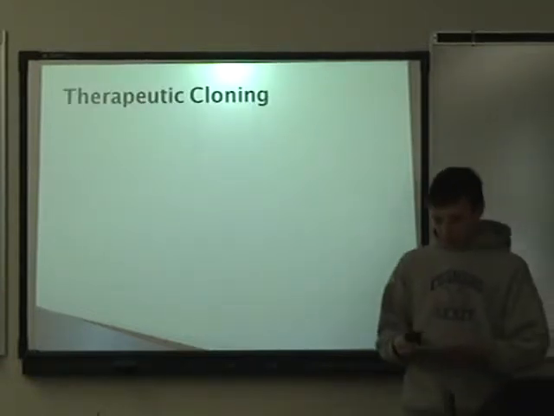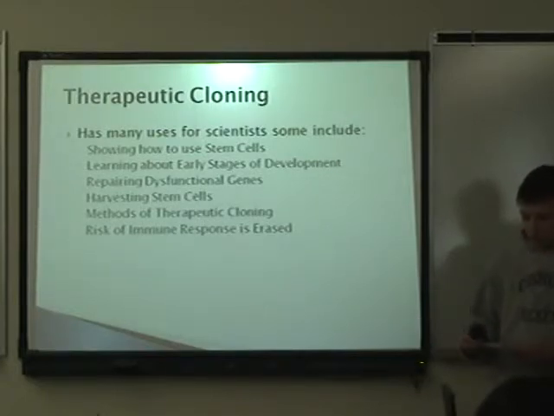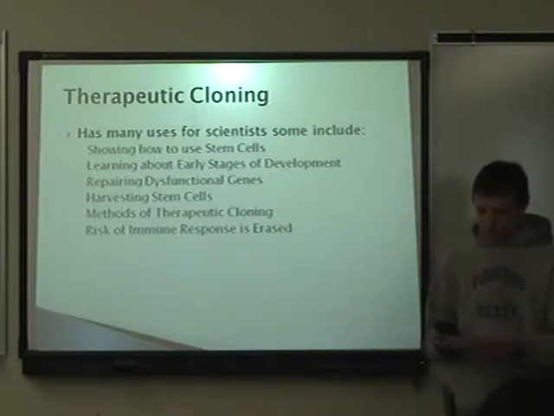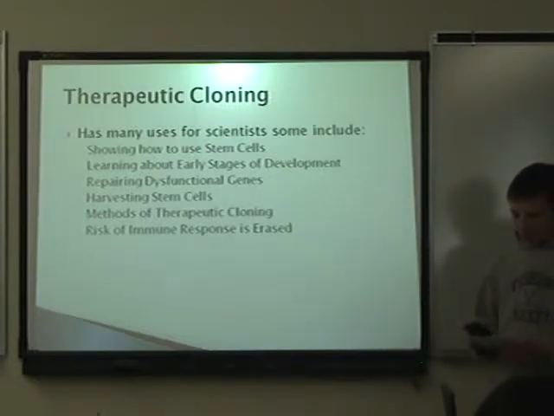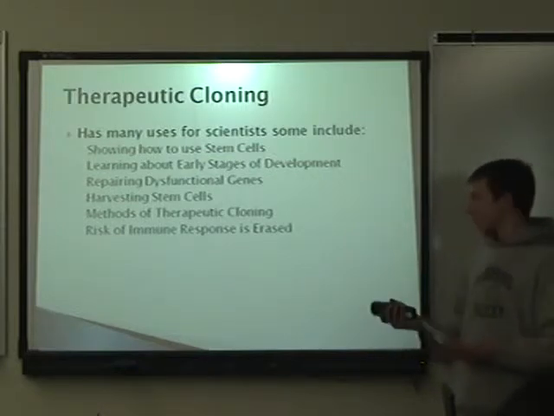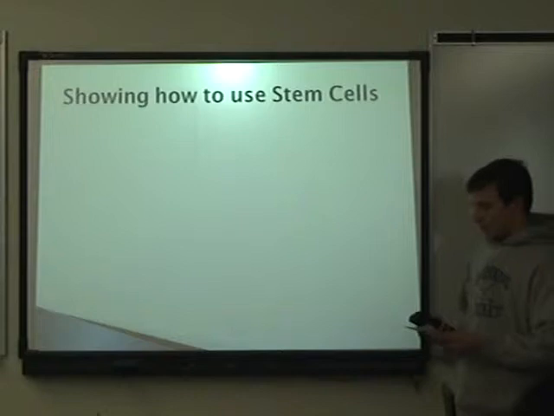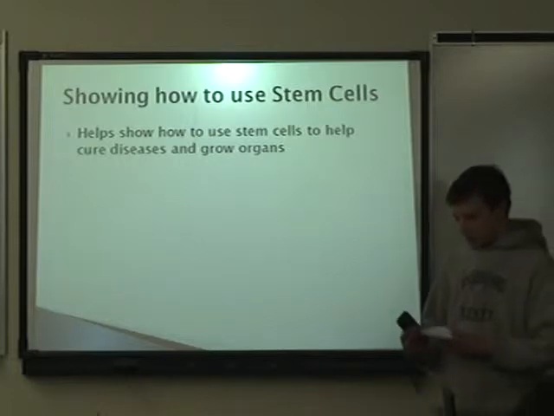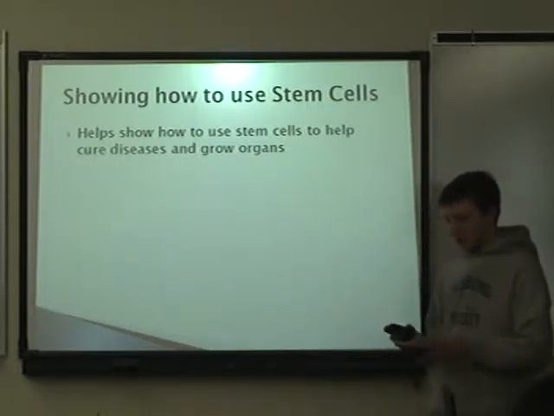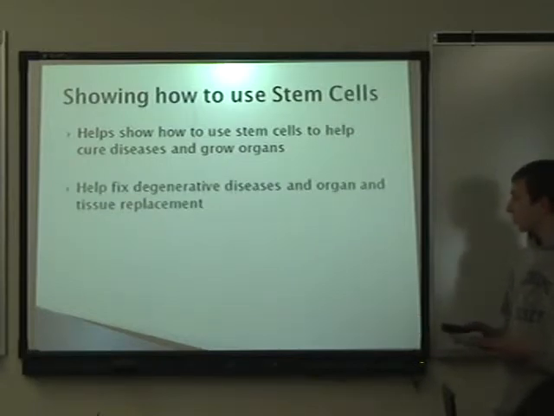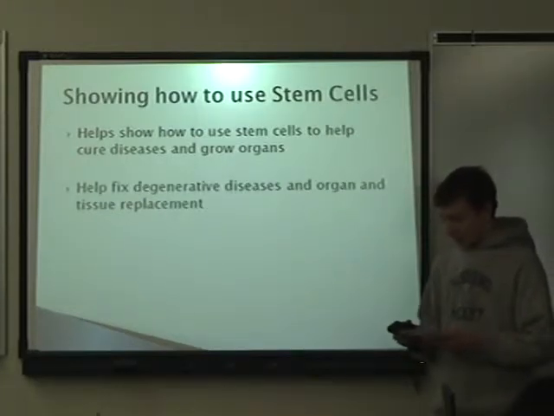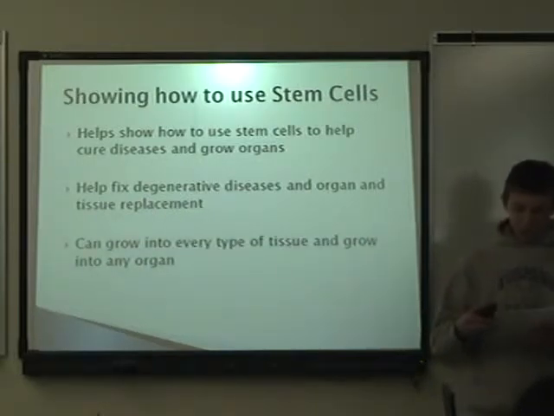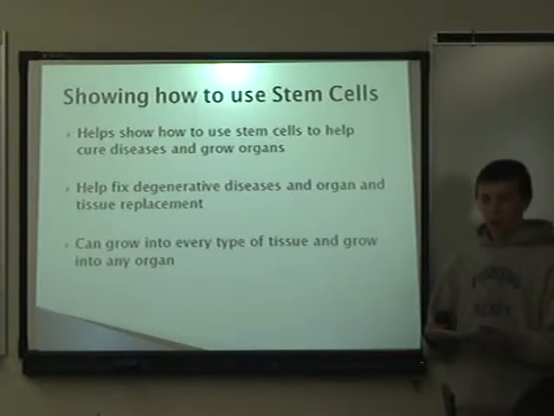Therapeutic cloning. Some of the uses for scientists involve showing how to use stem cells, learning about early stages of development, repairing dysfunctional genes, and harvesting stem cells. There are different methods, and the risk of the immune response is reduced. First, showing how to use stem cells. Using therapeutic cloning helps show how to use stem cells to help cure diseases and grow organs. It can help fix degenerative diseases and help with organ and tissue replacement. And stem cells can grow into every type of tissue and any organ of the body.